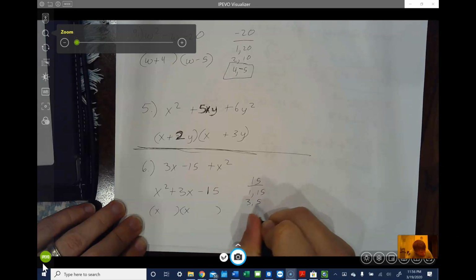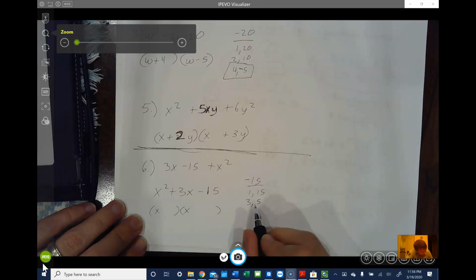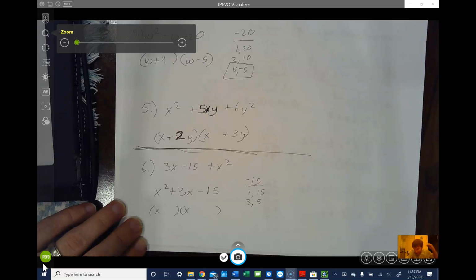You only have two choices. 1 and 15, 3 and 5. And one of them has to be positive, one of them has to be negative. You know what? I don't think this one is factorable. I don't see any way. Certainly 1 and 15 can't add to get 3. And 3 and 5 certainly won't add to get 3 either. If I make one of them positive and one negative, it's just going to add to get 2. So there's no way it's going to happen.